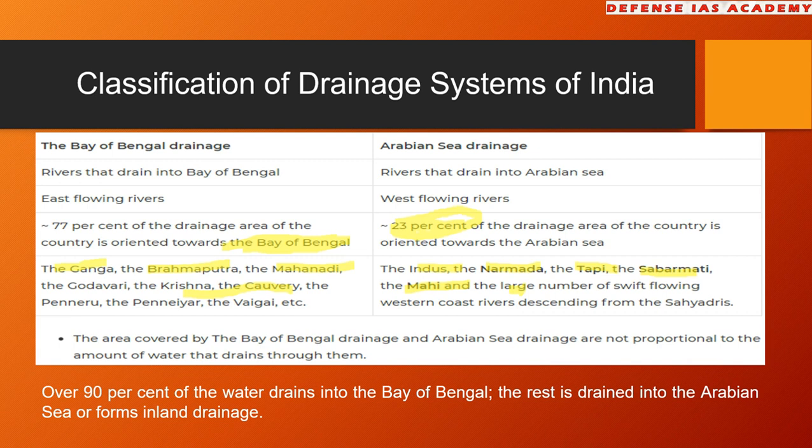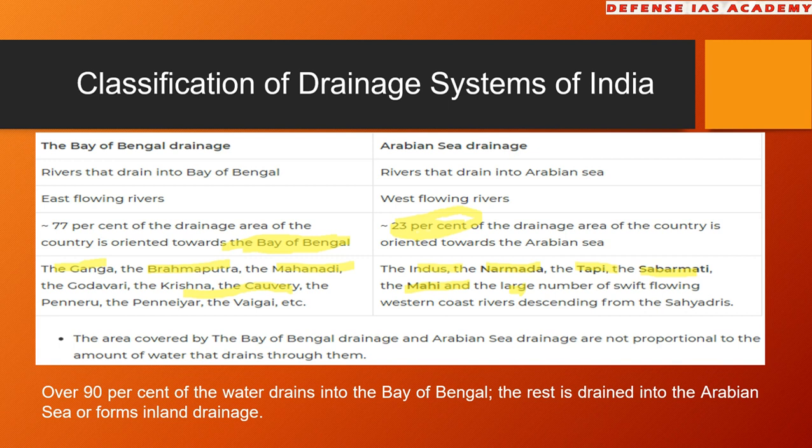Now, the areas covered by the Bay of Bengal drainage and the Arabian Sea drainage are not proportional, because the Bay of Bengal drainage area is more, it's large when compared to the Arabian Sea drainage area.